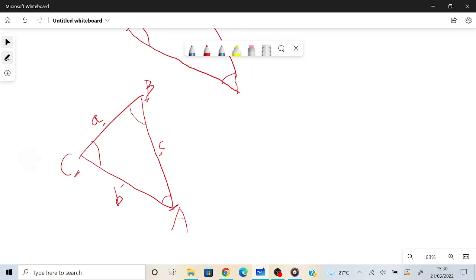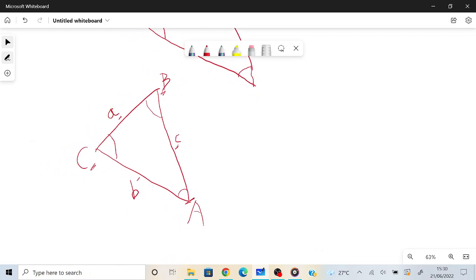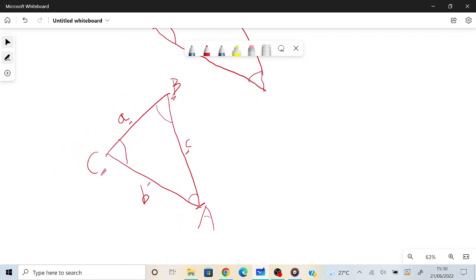Now, usually they would give you a few of the information. Like for example, let's say this angle over here, this is 23 degrees. This length of small a over here is 7. The small c over here is 6.5. And they've told us to find this angle over here.